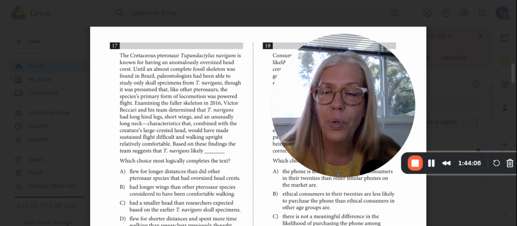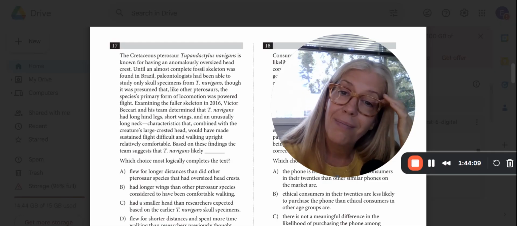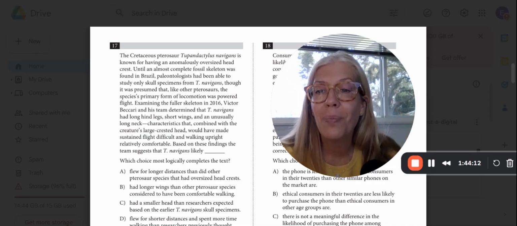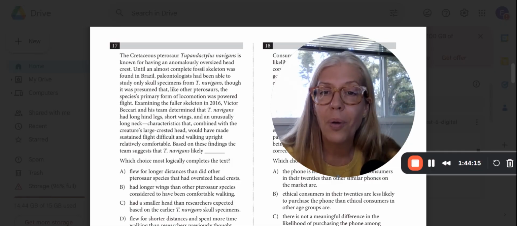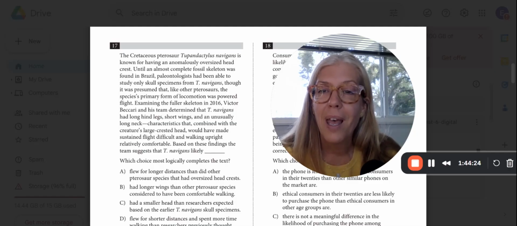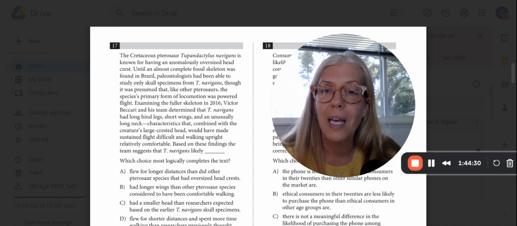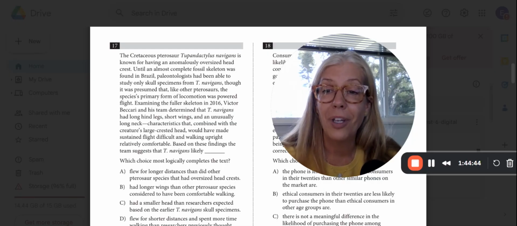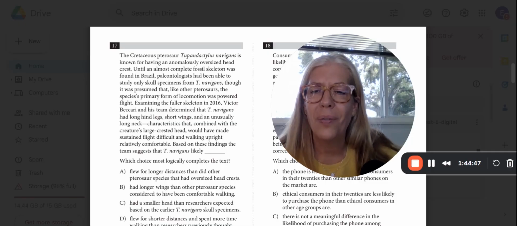Though it was presumed that, like other pterosaurs, the species' primary form of locomotion was powered flight. Okay, he had a big head. They once thought that he flew. That's what we know so far, right? Examining the fuller skeleton in 2016, Victor Brackeray and his team determined that T. navigans had long hind legs, short wings, and an unusually long neck, characteristics that combined with the creature's large crested head would have made sustained flight difficult and walking upright relatively comfortable. So it was a very subtle shift.